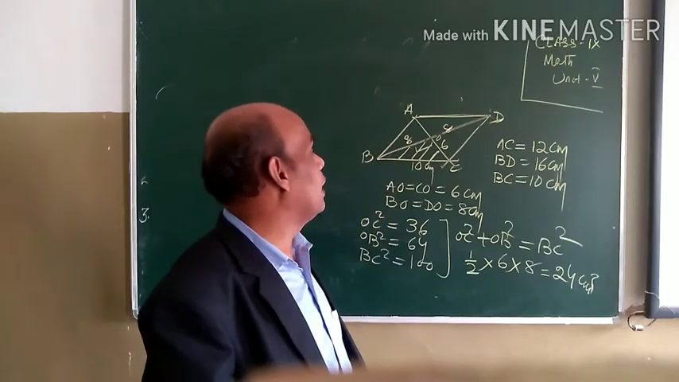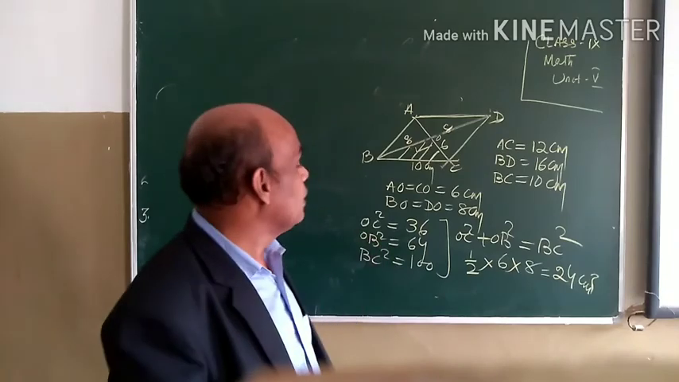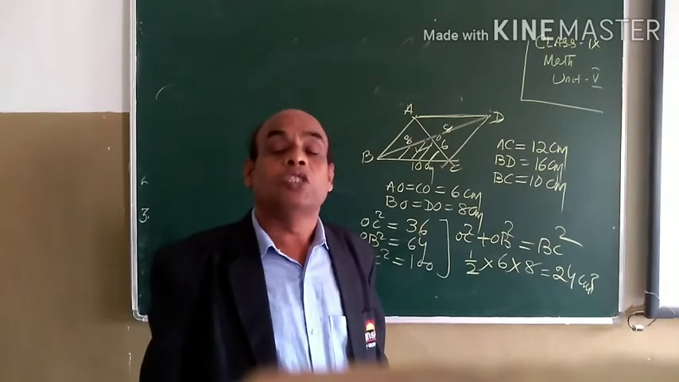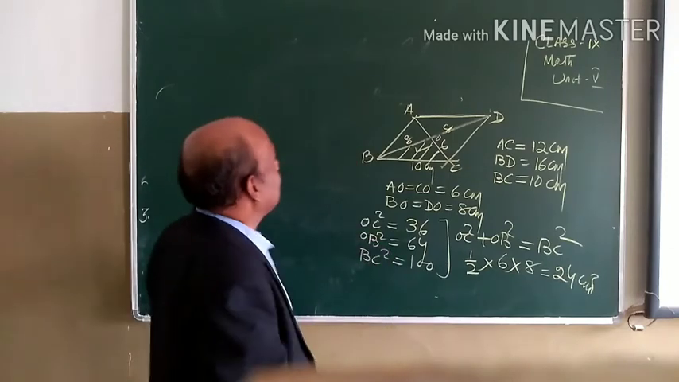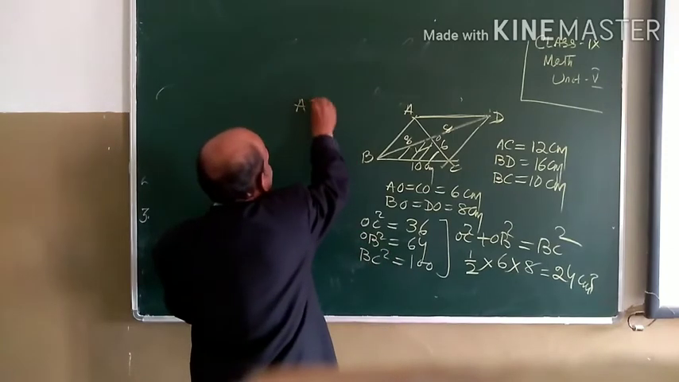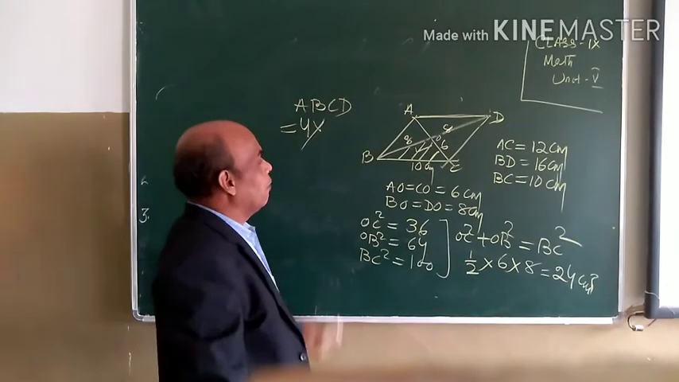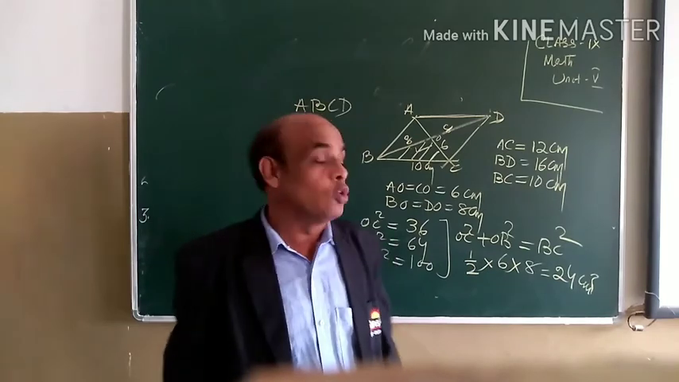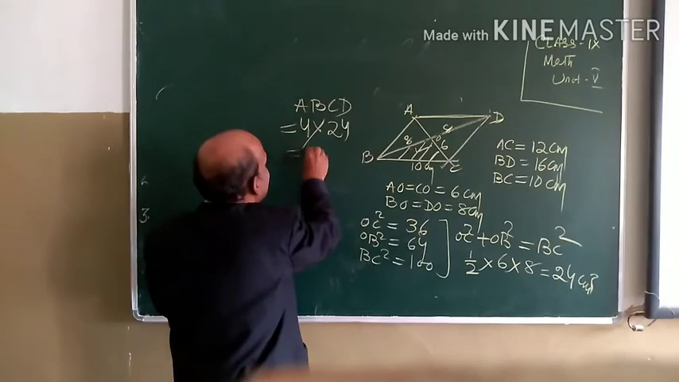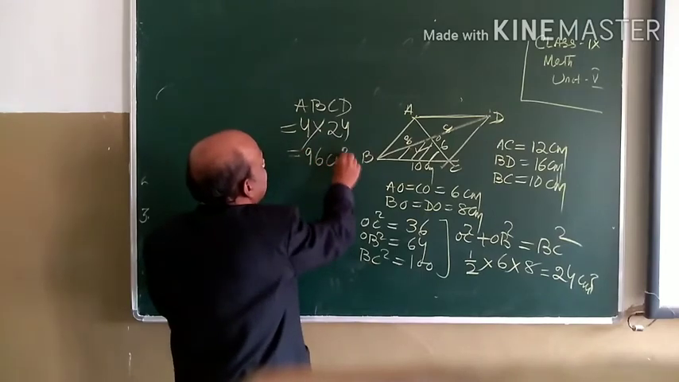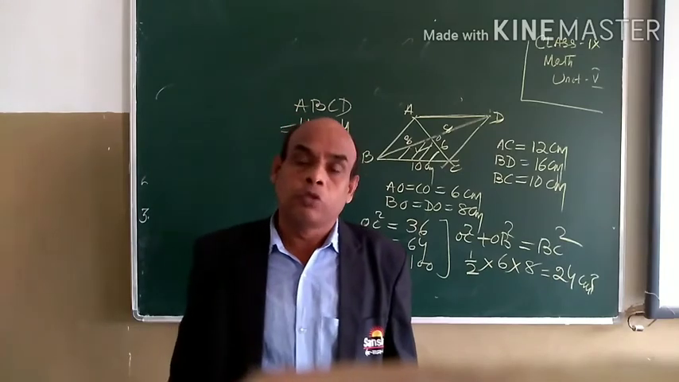Area of OBC triangle you got 24 centimeter square. So you have to remember, whenever you get the area of one triangle, how can you get the area of the parallelogram? You can say area of the parallelogram ABCD is equal to 4 into area of the triangle OBC. So you can write directly 4 into 24, that is 96 square centimeter. So like this way you have to do the solution.